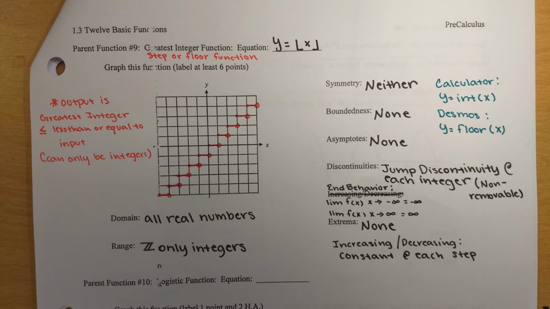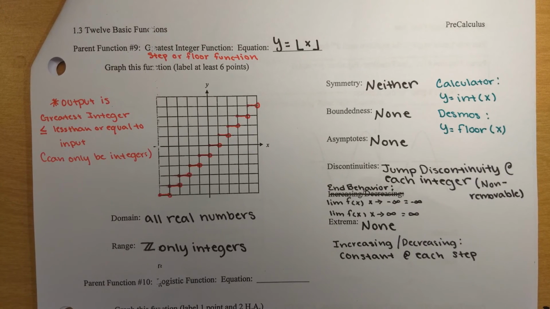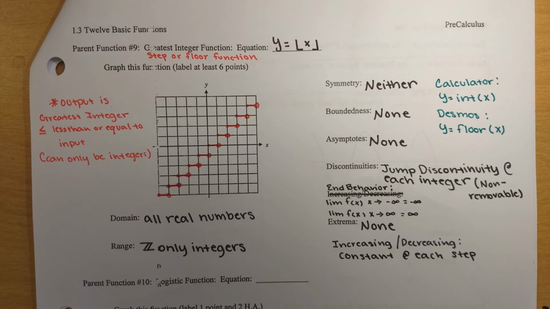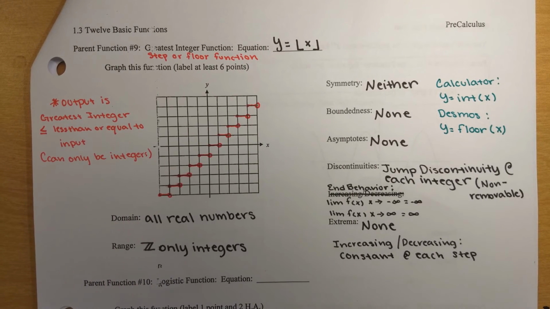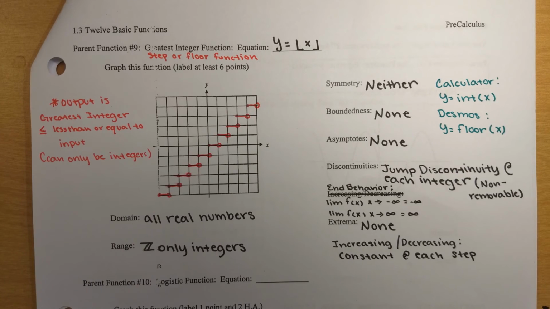Another way to think about this is the output is the greatest integer less than or equal to the input. The domain would be all real numbers, and the range can be represented by this Z symbol, which means only integers. The discontinuity is a jump discontinuity, and it is at each integer. It is non-removable. There is no extrema, symmetry, boundedness, or asymptotes.